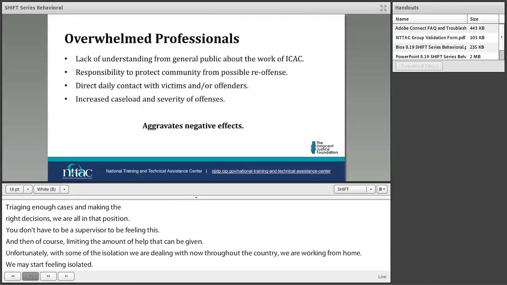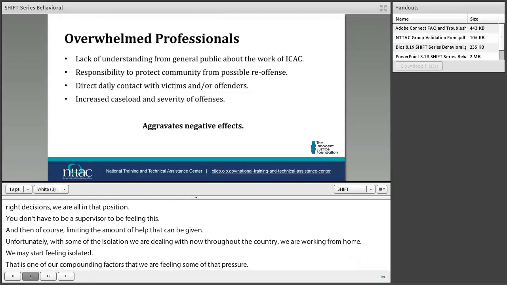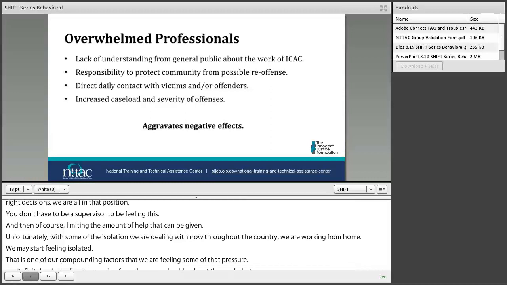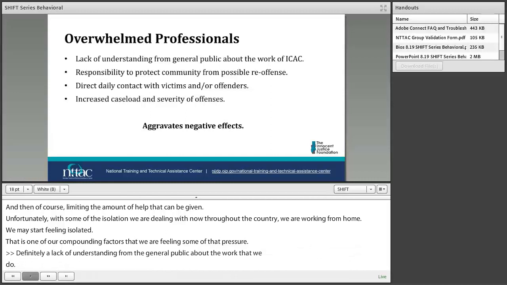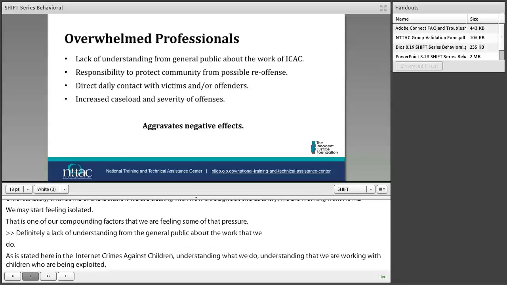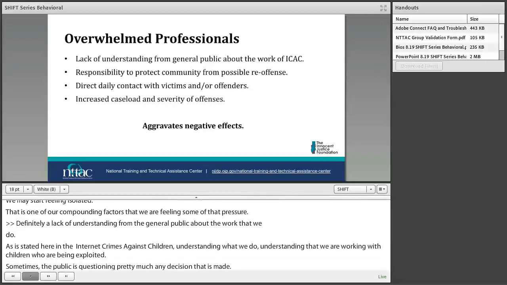Definitely a lack of understanding from the general public about the work that we do. And as it's stated here in Internet Crimes Against Children, understanding exactly what we do, understanding that we work with children that are being exploited. But as we all know, sometimes the public questions pretty much any decision that's made, and sometimes they feel it's unjust, and what the final outcome is.